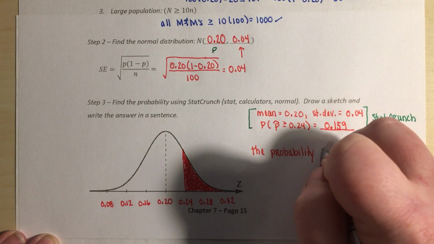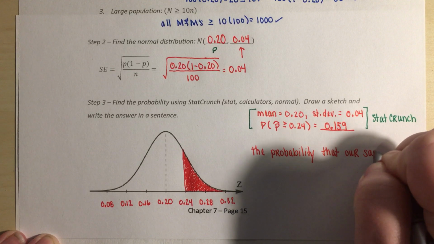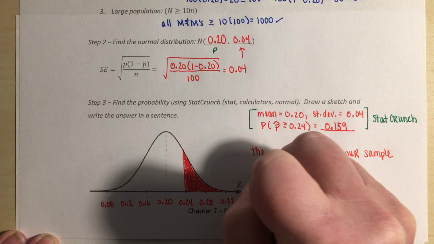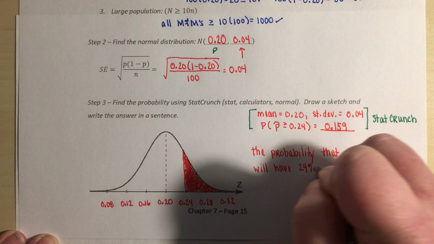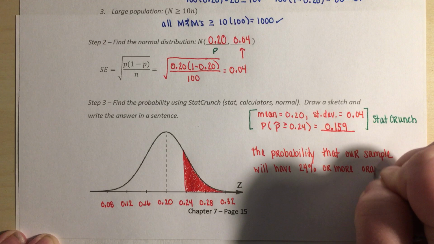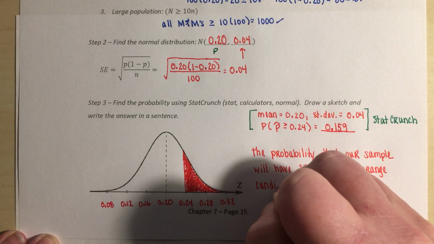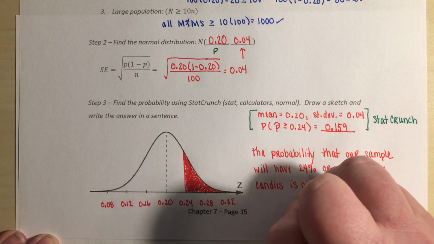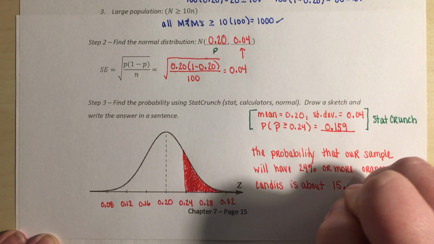So we are going to say the probability that our sample will have 24% or more orange candies is about, if we change this to a percent, 15.9%.